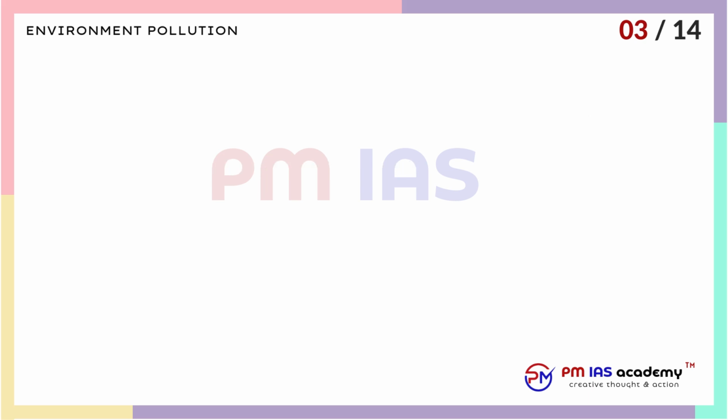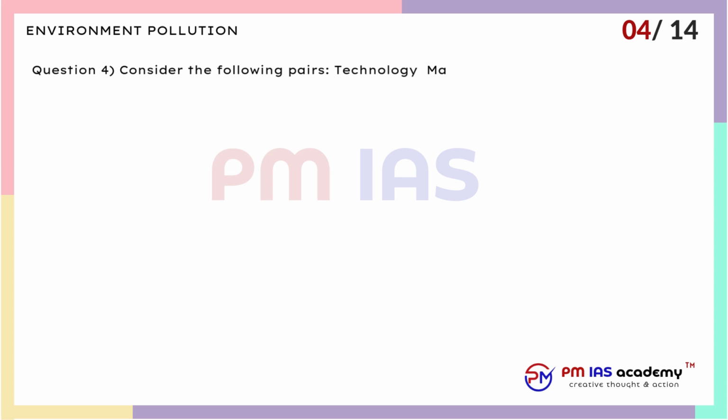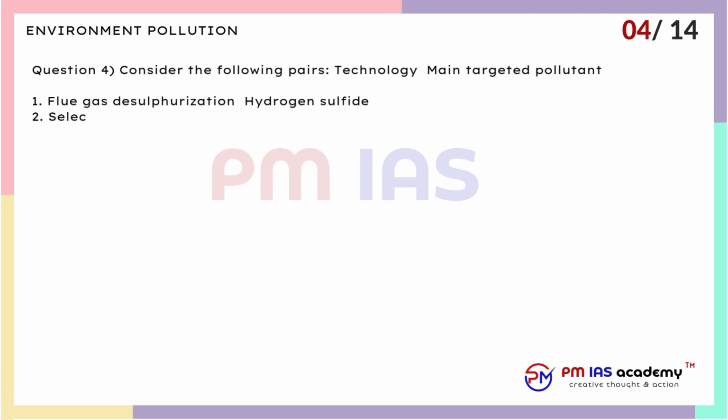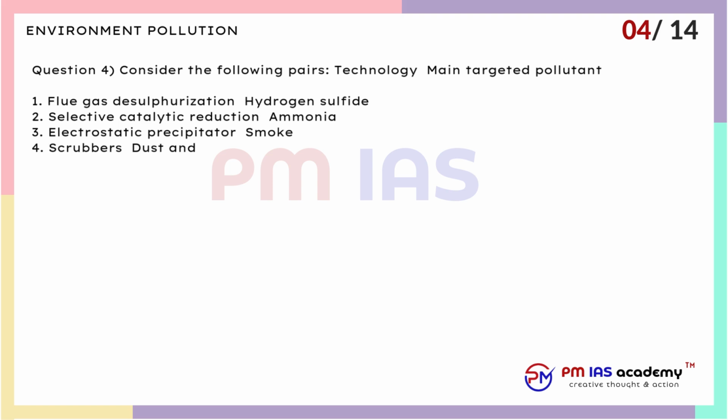Question 4. Consider the following pairs. Technology, main targeted pollutant. 1. Flue gas desulfurization, hydrogen sulfide. 2. Selective catalytic reduction, ammonia. 3. Electrostatic precipitator, smoke. 4. Scrubbers, dust and gas particles. Which of the statements given above are correctly matched?